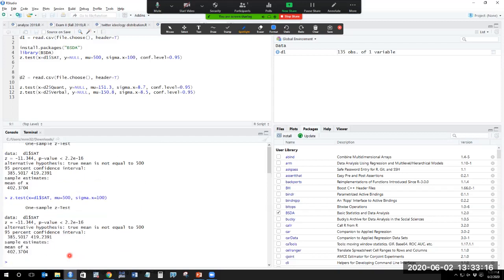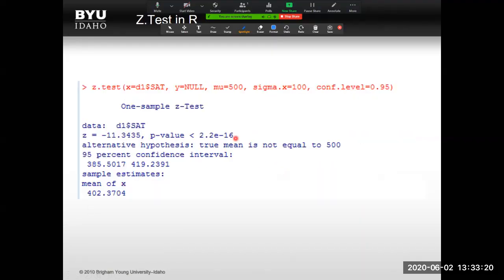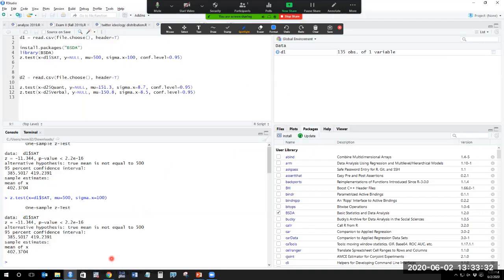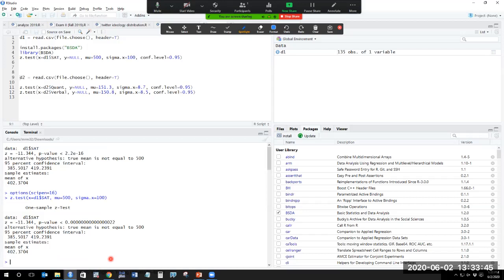Yeah, you don't even have to put the Y in. You'll get all the same answers. Now, some people on this p-value say, I don't like that. That's scientific notation. So 2.2 times e to the negative 16 means you take that decimal and you move it 16 places this way. So you can do this thing called options, and then scipen equals 16. And then if I run that again, now I get my p-value like that, right? Some people like that better.